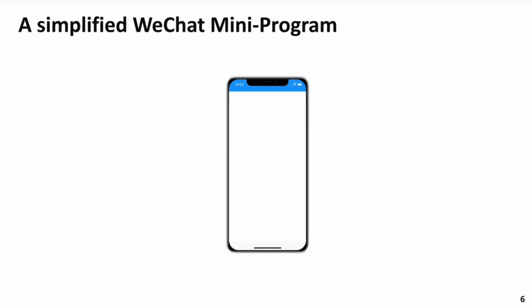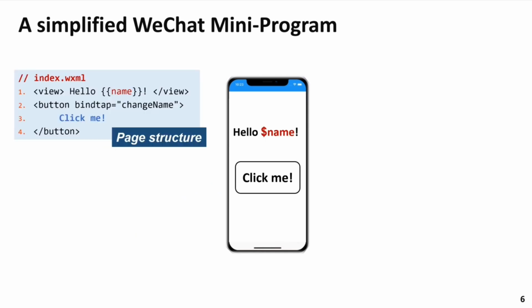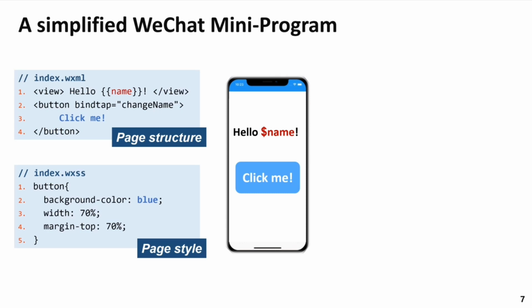Let's see a simplified WeChat mini program. The index.wxml file defines the page structure of the mini program. We can see that the page contains a label with the string "Hello name" and a button "Click me". The file index.wxss defines the page style. It sets the color of the button to blue.